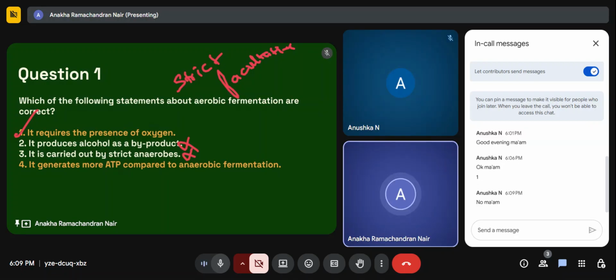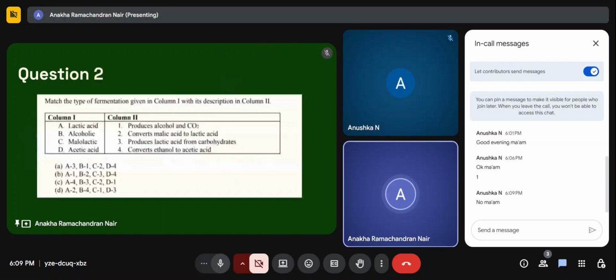Right. Let's move on to question number 2. Match the type of fermentation given in column 1 with its description in column 2. In column 1 there is lactic acid, alcoholic, malolactic and acetic acid, and in column 2 you have produces alcohol and CO2, converts malic acid to lactic acid, produces lactic acid from carbohydrates and converts ethanol to acetic acid. Which option do you think is correct?